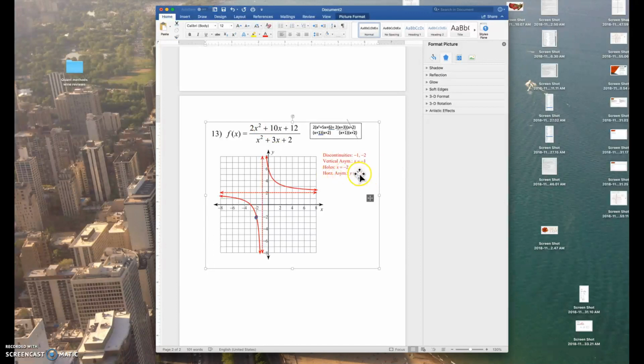And then you have a horizontal asymptote on this guy. Remember that horizontal asymptote comes from the degrees. The degrees in this are the same, so it will be a ratio of the leading coefficients. So 2 over 1, which is why it's y equals 2. You find where y equals 2 and you make a horizontal line. I hope this helped.